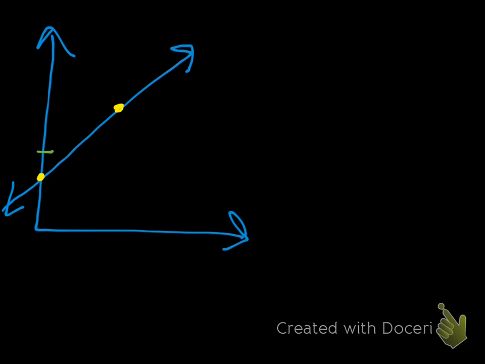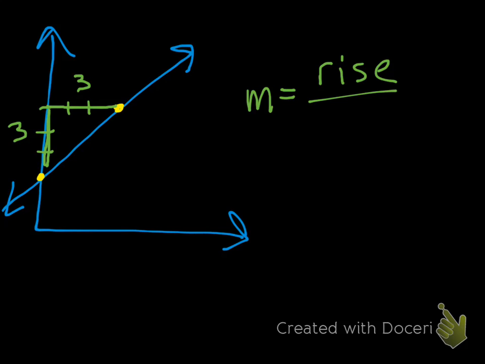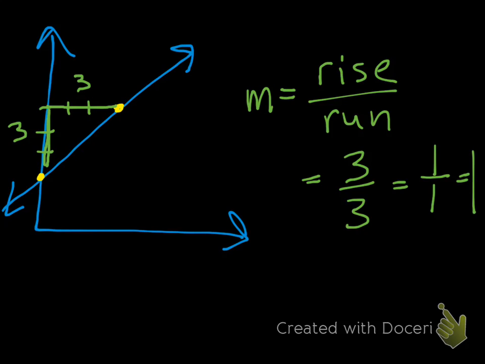So it's going to rise 1, 2, 3, right? It's going up 3, and then it's going to run 1, 2, 3. Okay, so it went up 3, went over 3. Remember, slope is rise over run. So that would be 3 over 3, which would simplify to 1 over 1, or just simply 1. Okay, so remember, if you have a graph, you find any 2 points, and all you're doing is the rise and the run, how it gets you to those 2 points.